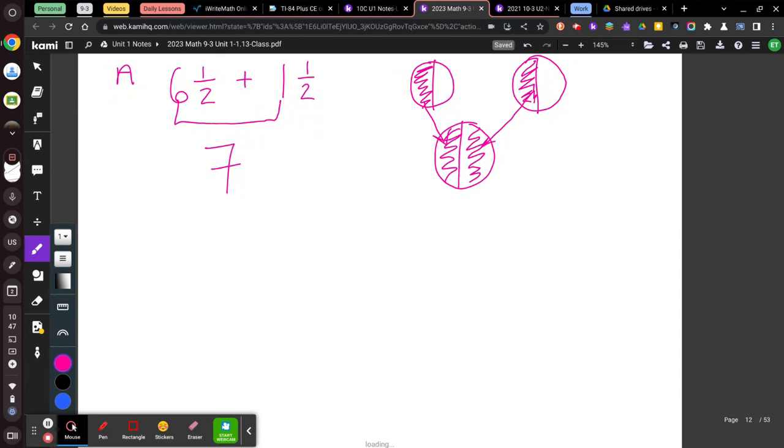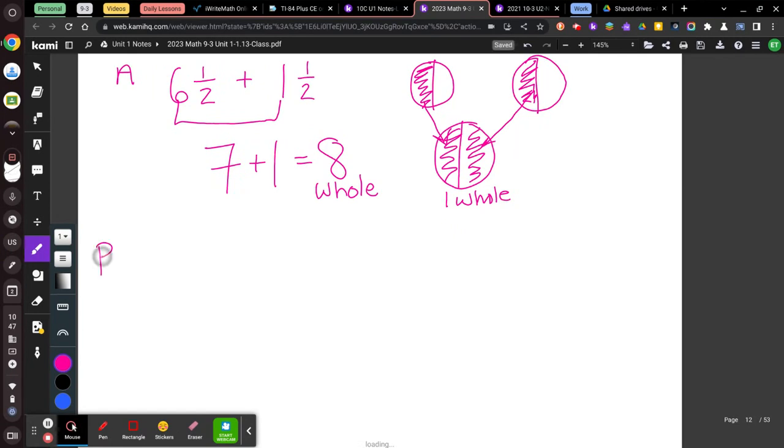The whole pizza has been eaten. You've got another whole pizza gone. So that means this is one whole. So 2 halves make one whole. So you're going to have 7 plus 1, which gives us 8 wholes. Okay, so we get 8 wholes.